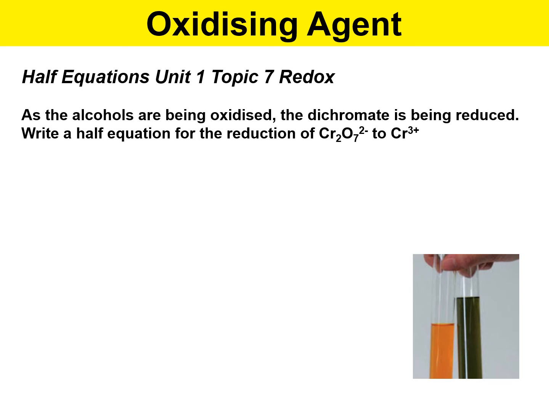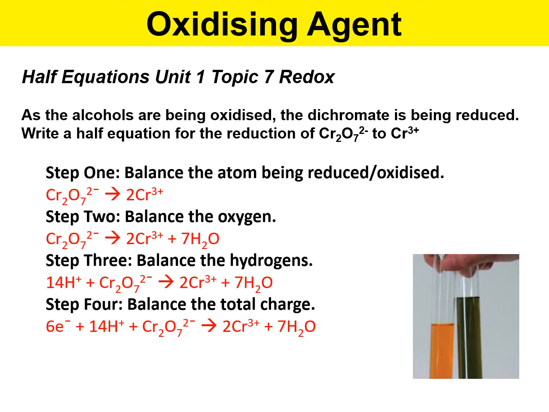You will have met redox equations at Unit 1. Write the half equation for the reduction of the dichromate ion to chromium 3+. You can pause the video and try this now. The first step is to balance your oxygens, as you have oxygens in the dichromate. So we're going to need 7 waters on the right hand side to balance the oxygens.